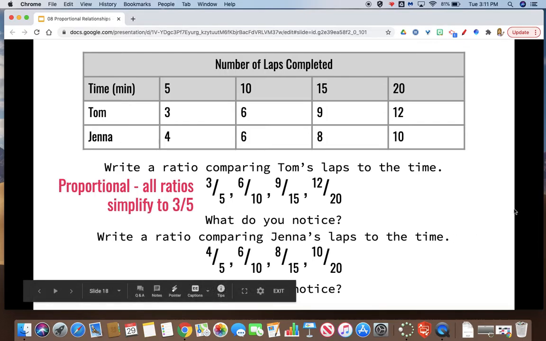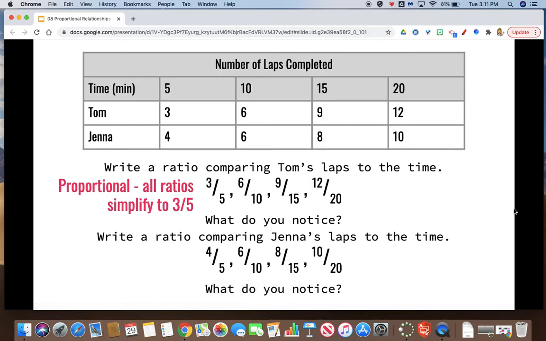Tom's ratios are an example of proportional relationships. All of the ratios simplified to 3/5. Jenna's ratios are examples of non-proportional relationships. The ratios simplify to various amounts. They are not the same when we simplify.